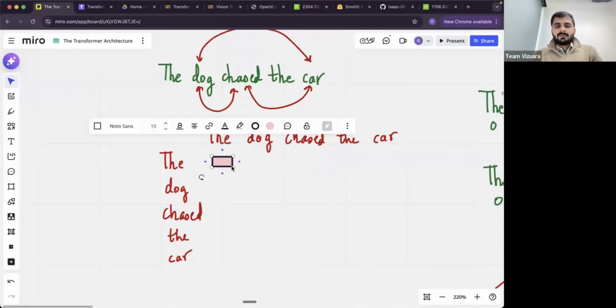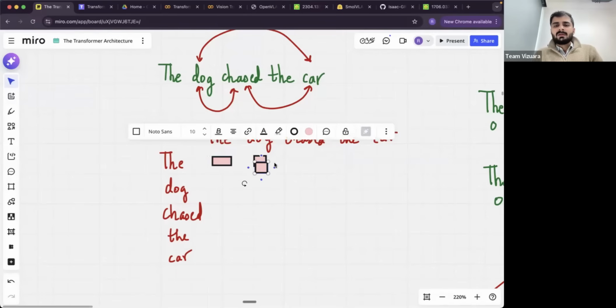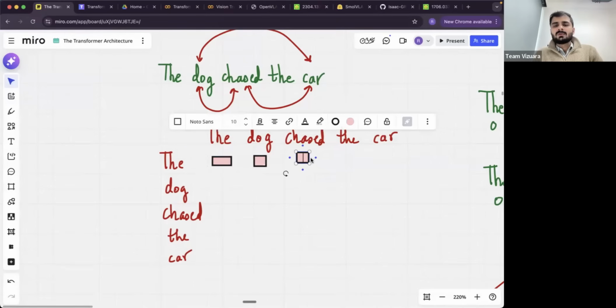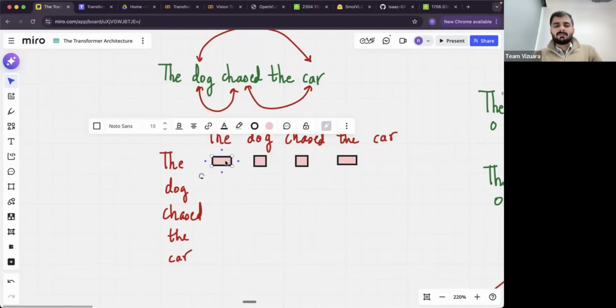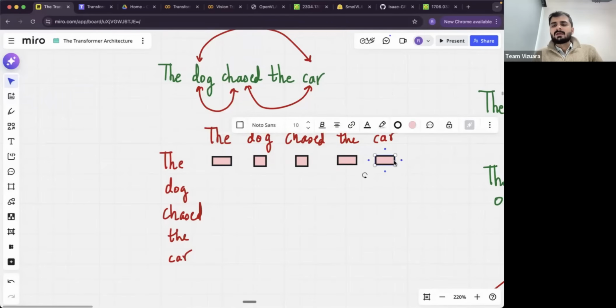Okay, so the and the probably has some attention. The and dog also has some decent amount of attention. I'll reduce this. Then the and chased, I don't think it has a lot of attention, so we can reduce this value. Then the and the are, this is the same. It's going to have the same. The and car also has a decent amount of attention.